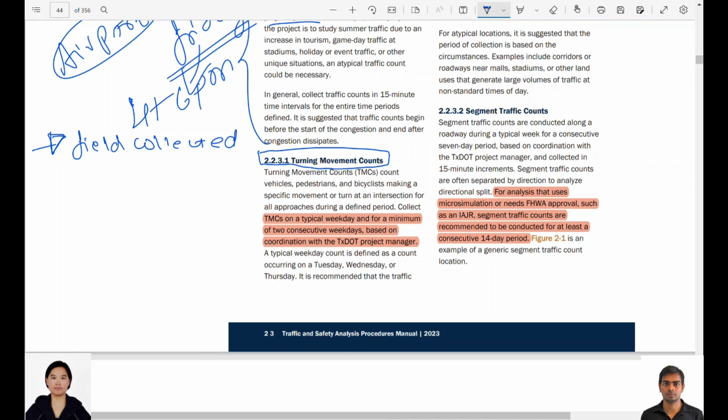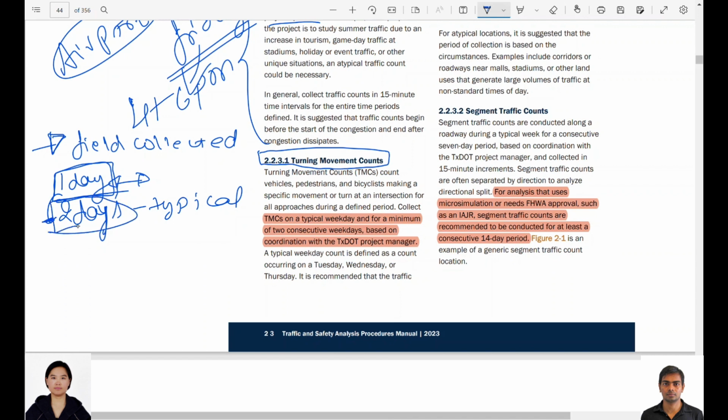Traditionally, we have collected 1 day. The recommendation has always been to collect 2 days of typical weekday data, but in order to save money and budget, many consultants just collect 1 day of data and use 1 day of data, assuming 1 day is similar to 2 days. But the best practice should have been to collect 2 days of data, which is mentioned here.